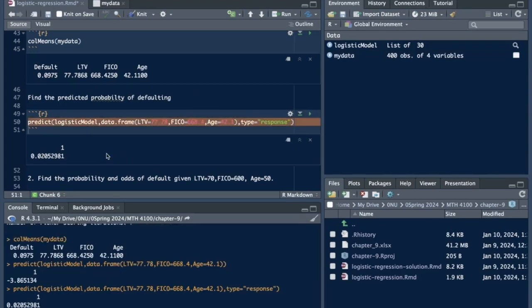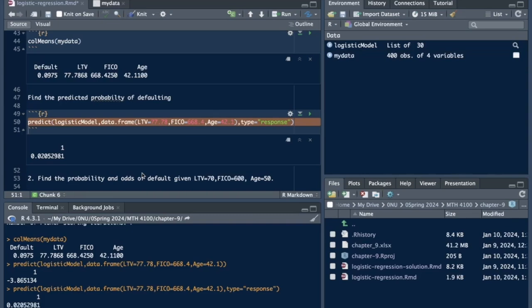So what did we get? We got the predicted probability of a borrower with the given scores: LTV 77.7%, credit score 668, age 42 years old. The estimated probability that this borrower defaults is about 2%. Very low, I mean, very low for me. I don't know for the financial institution. So it's 2%. So this guy's not going to default.